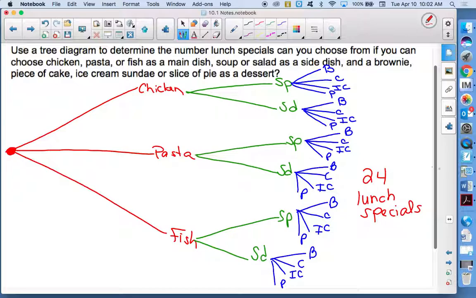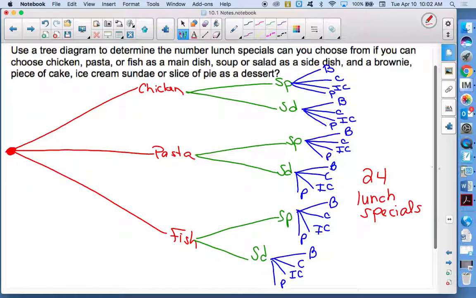So today we're going to be looking at different types of events. An event in probability really is anything that can happen in the real world. And we'll try to determine how many options or combinations we have for that given event. In this case, it's trying to figure out lunch specials.